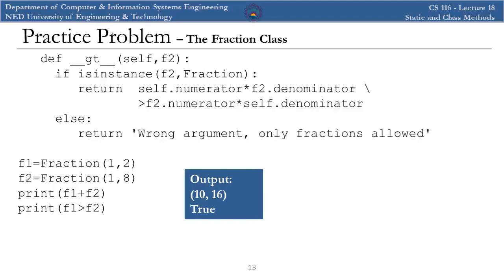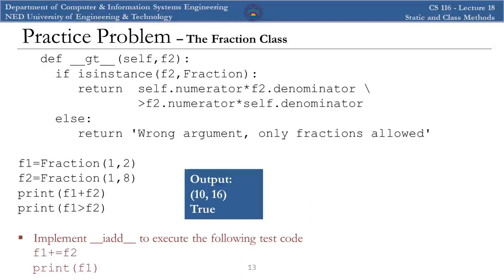So up till now we have overloaded two operators, the plus operator and the greater than operator. We were supposed to overload one more operator, the assignment operator plus equal to. So I am leaving that work for you. You will implement this operator, and you will test it using this test code, right? It's pretty easy. You just have to figure out how you want your output to be, or what this function will return that can be assigned to that fraction f1. So you will just have to change that add dunder a little.